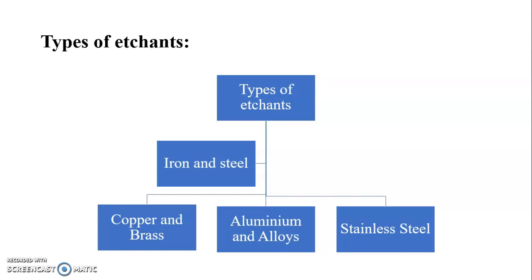The fourth one is stainless steel. Here the etchant is Willis reagent. The composition is glycerol 45 milliliters, nitric acid 5 milliliters, hydrochloric acid 30 milliliters, and ethanol 100 milliliters. So these are the types of etchants.